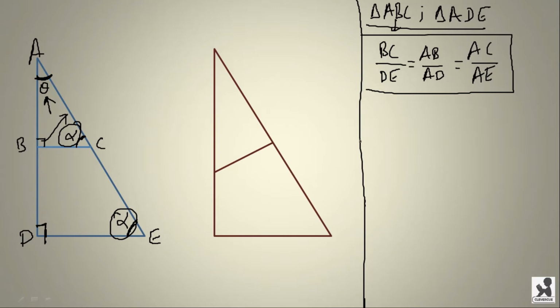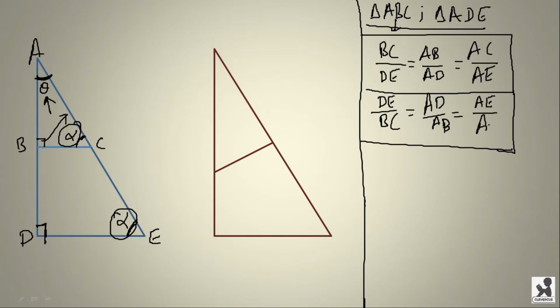So this can also be written as DE by BC, that is first we are considering the bigger triangle here. DE by BC is equal to AD by AB equal to AE by AC. Now let us come to another triangle.